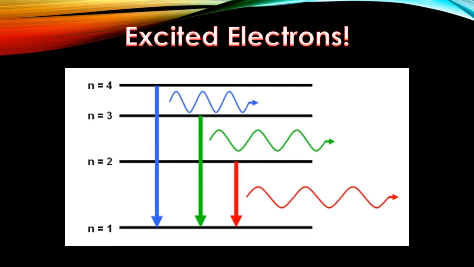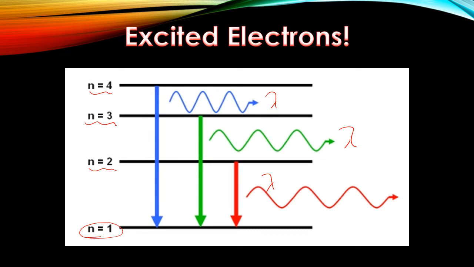Here's another way to look at this. If we have electrons at the ground state and you excite them up to one energy level, you get a wavelength of red. If you excite them up to the third energy level, you end up with a wavelength of green, and to the fourth energy level, a wavelength of blue.